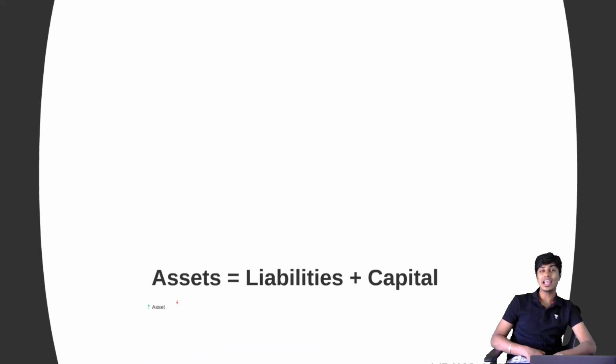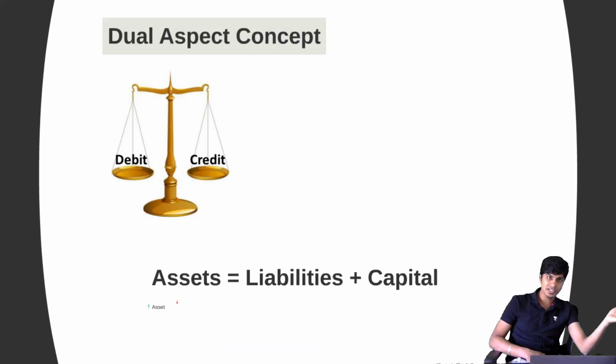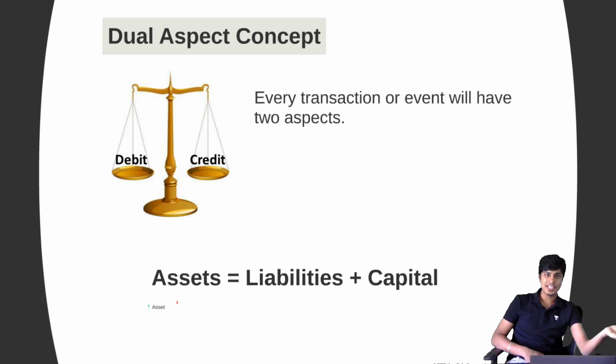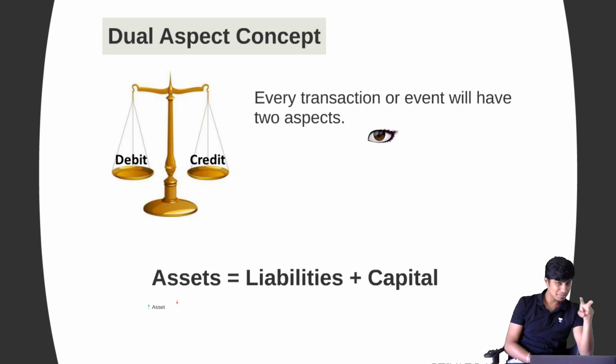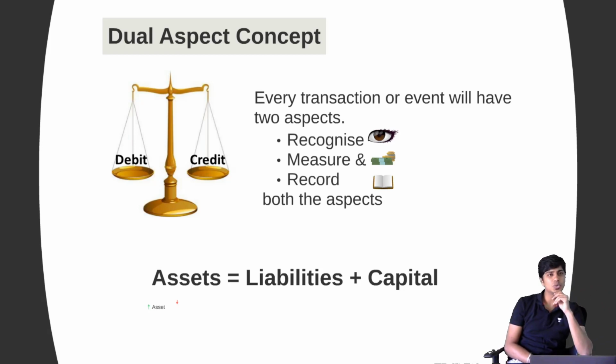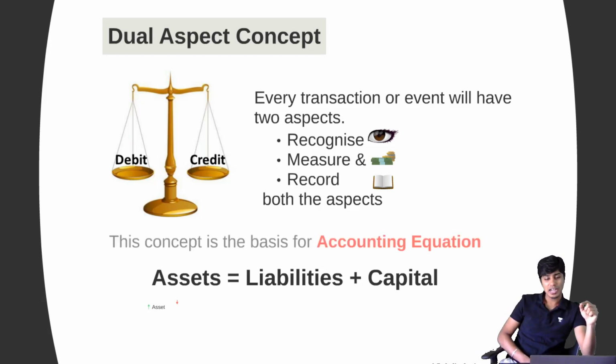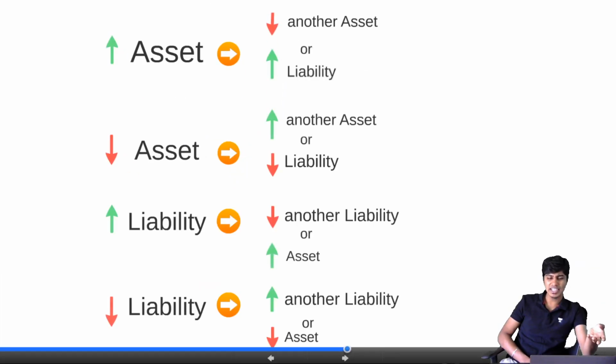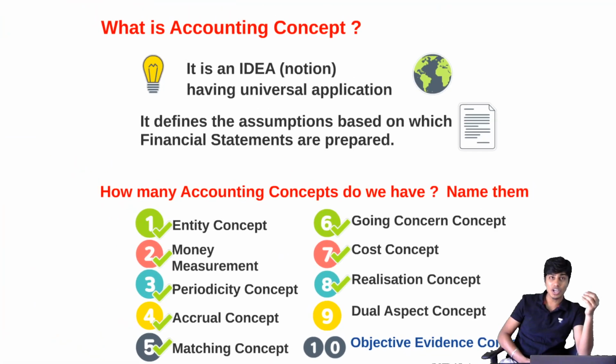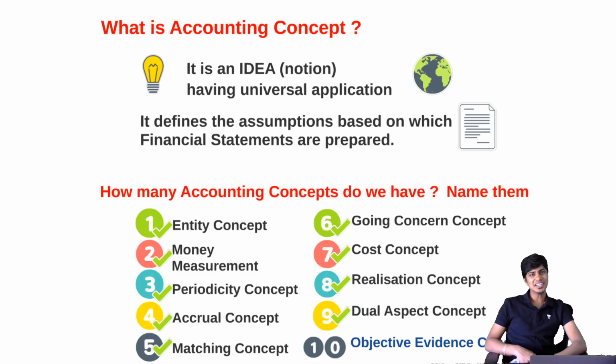The next concept that we have is the dual aspect concept. Every transaction will have two aspects, that is debit and credit. We need to record both the aspects. You get this? And that's the dual aspect concept. We need to recognize it, meaning see it, measure it in terms of money, and then record both the aspects. So that, my friends, is dual aspect. The accounting equation, assets equal to liability plus capital, arises because of dual aspect. Now let's move on to the next thing. This we'll discuss in the regular batch, and we'll spend a lot of time solving questions on the accounting equation and giving examples. So we can skip that considering that this is a marathon revision.